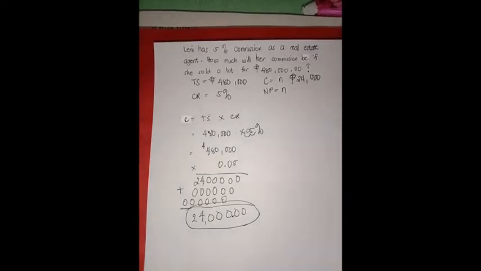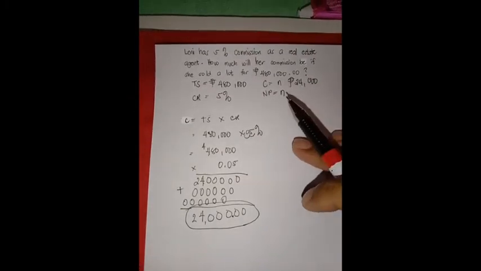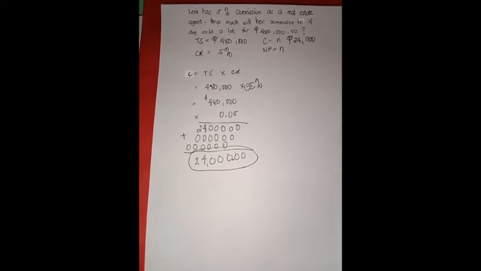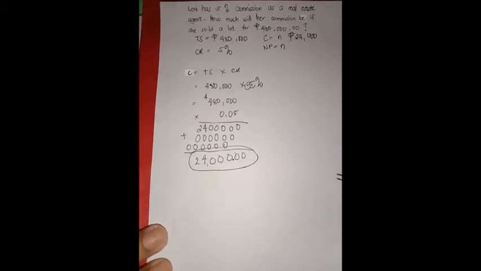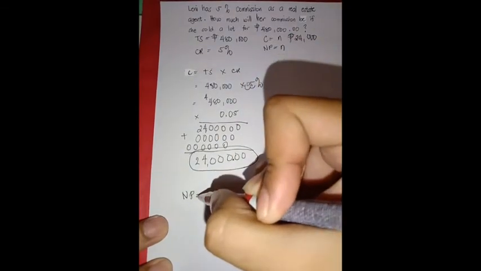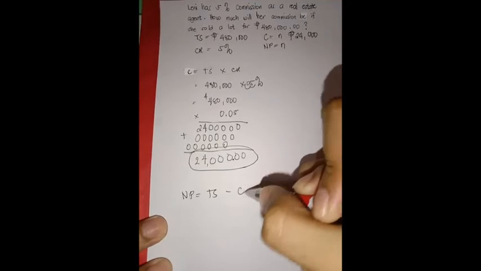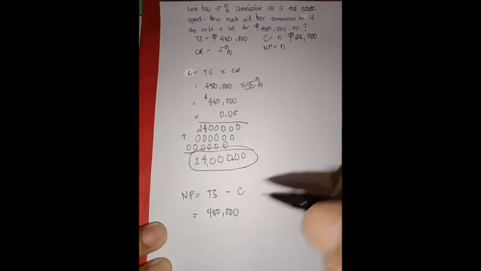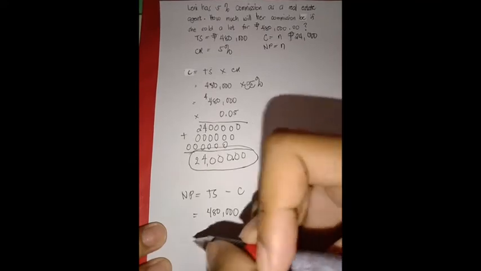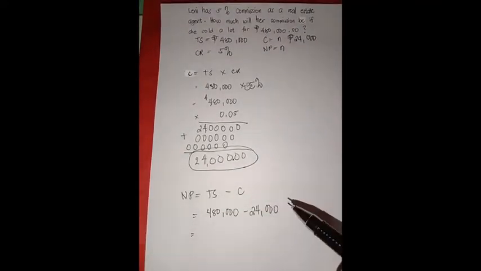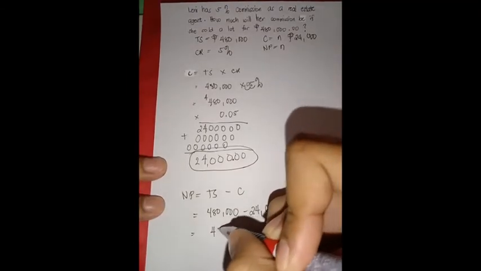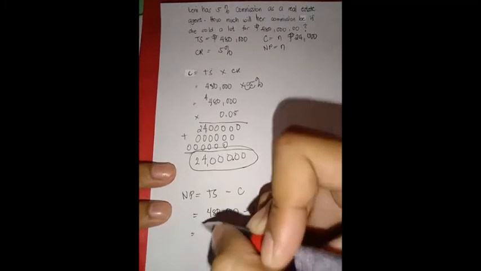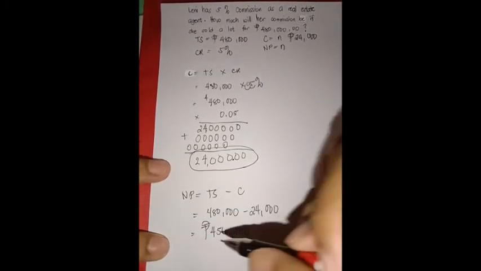Okay, so now let's solve for the net proceed. Ito naman yung kinita ng real estate company ni Lenny. The formula here is we need to subtract the commission from the total sales. Net proceed is equals to total sale minus the commission. So 480,000 pesos minus 24,000, we have 456,000 pesos. So this is the net proceed.